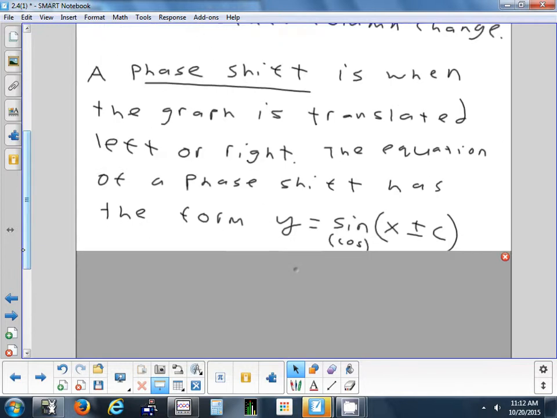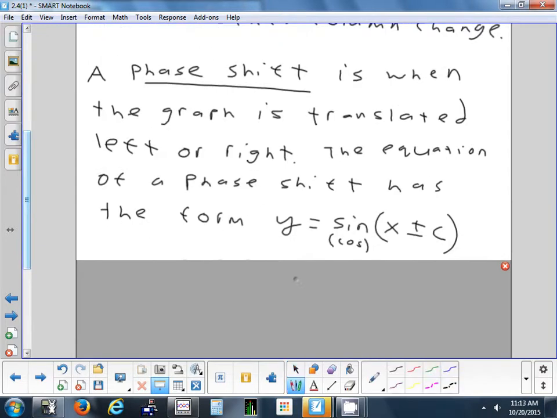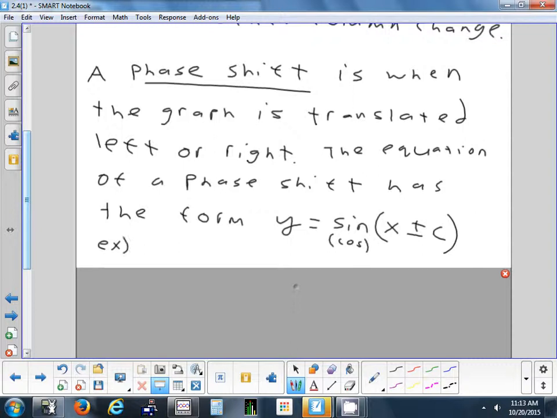And what does a phase shift look like? A phase shift is when you take your original equation and you add or subtract a number inside the parentheses. It could be sine or it could be cosine. So here's an example of a phase shift. That's what a phase shift would look like. I added or subtracted a number inside the parentheses.